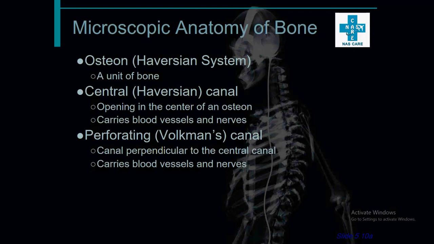About the microscopic anatomy of bone: the Haversian system. This is a unit of bone. The central Haversian canal is the opening in the center of each osteon and carries blood vessels and nerves. Perforating Volkmann's canals run perpendicular to the central canal and carry blood vessels and nerves.